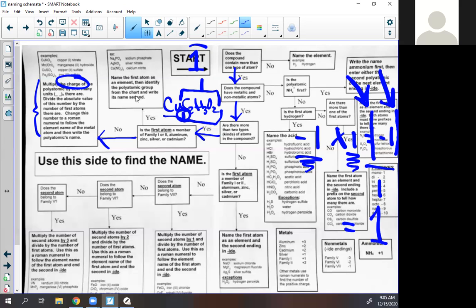All right, so now just follow me here. Change this number to a Roman numeral. So I'm going to put a 1 right here that follows the name of the metal. Copper 1, and then we write the polyatomic ion's name.